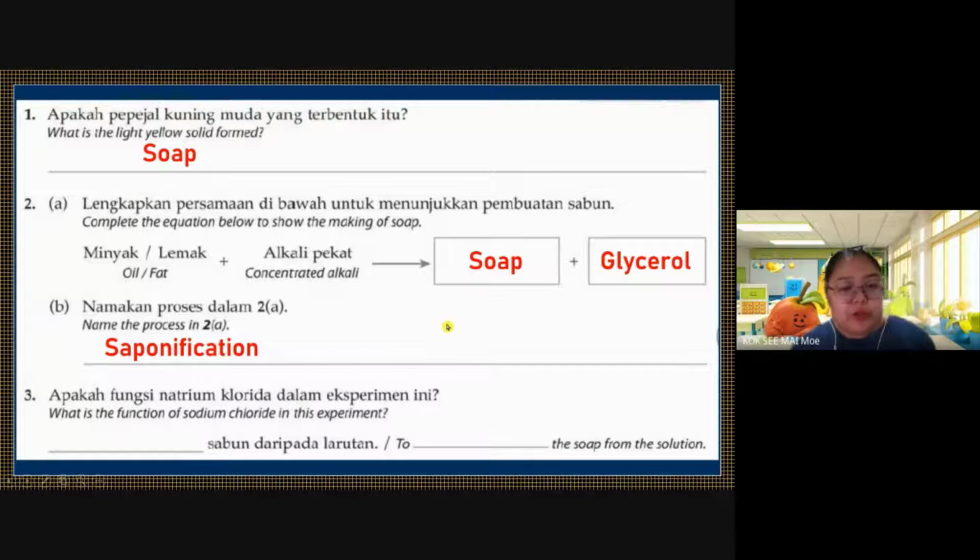So what's the function of the sodium chloride in the experiment? That means why do you add the sodium chloride? The function is to precipitate the salt from the solution. You want to make it a little bit solid. Because it's called mendakan in Malay. That means you can find something joined together like a solid, not all liquid. So later you can test whether there's a salt or not. So we call it to precipitate the salt from the solution.